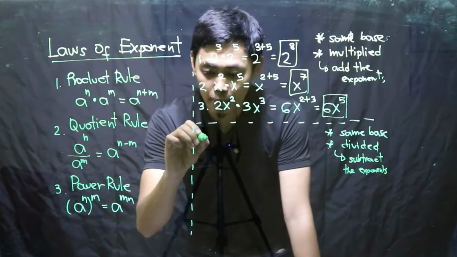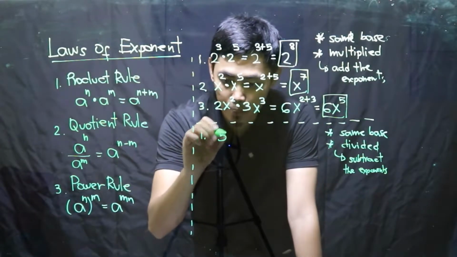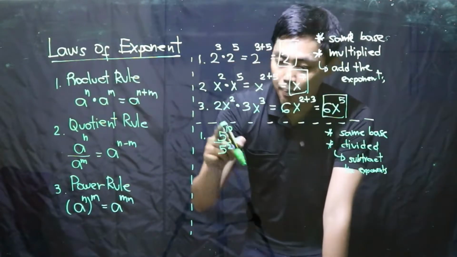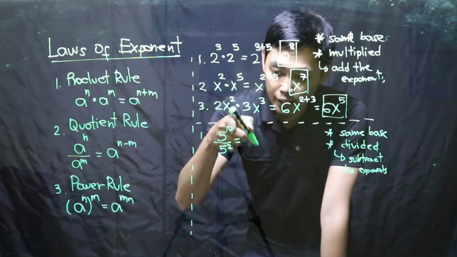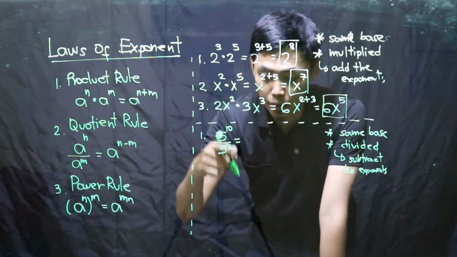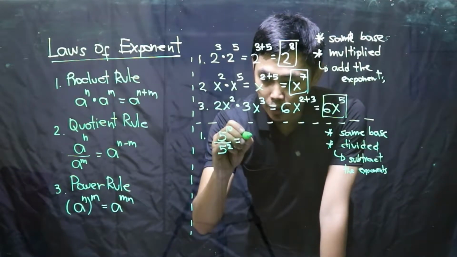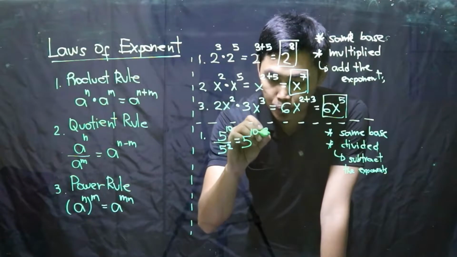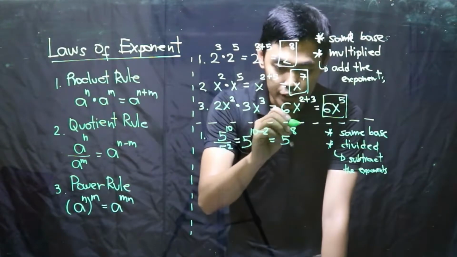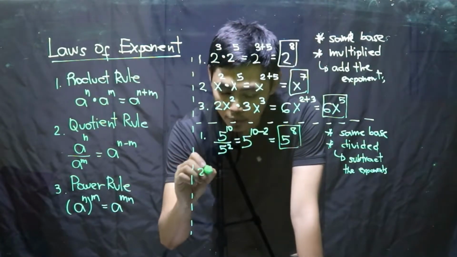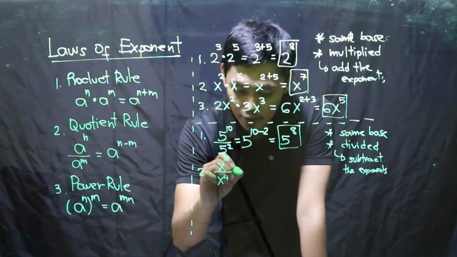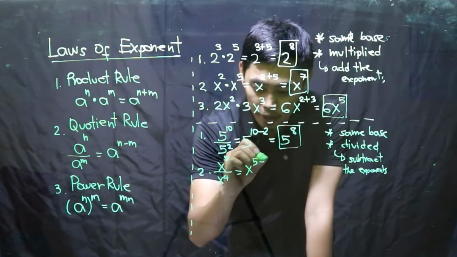Okay, so let's have an example here. Let's say 5 to the power of 10 over 5 to the power of 2. So they have the same base, and then they are divided. What you will need to do is 10 minus 2, 5 to the power of 8. So this is our answer. Another example, let's say x to the power of 5 over x to the power of 4. That is x to the power of 5 minus 4.